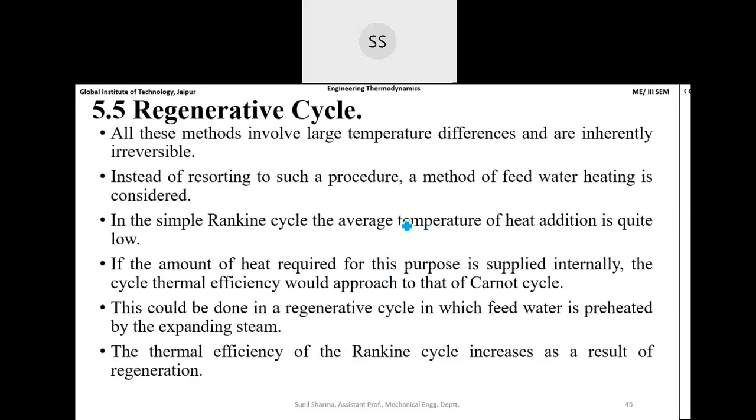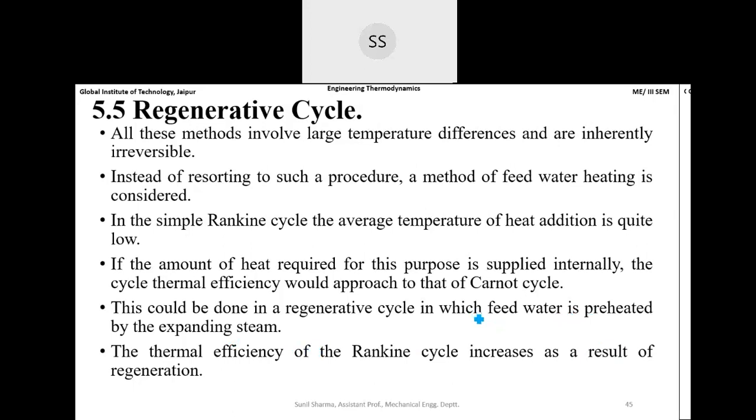Alright. So if the amount of heat required for this purpose is supplied internally, the cyclic efficiency would approach to that of the Carnot cycle. ठीक है. So this would be done in a regenerative cycle in which feed water is preheated by the expanding steam. तो हम कैसे कर सकते हैं? तो हम ऐसे कर सकते हैं कि जो एक्सपेंडिंग स्टीम है उससे हम फीड वाटर जो है उसकी हम प्रीहीटिंग कर दें. ठीक है.